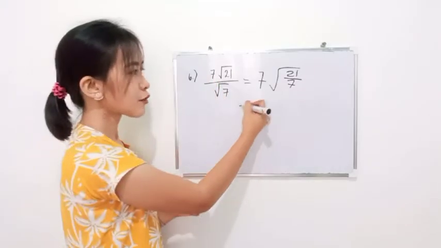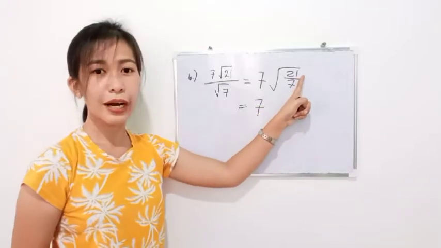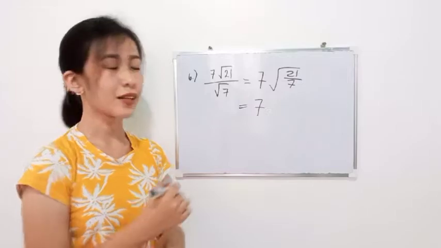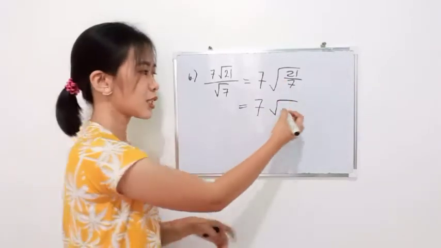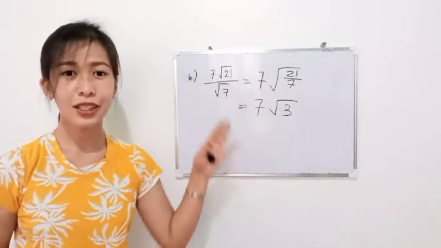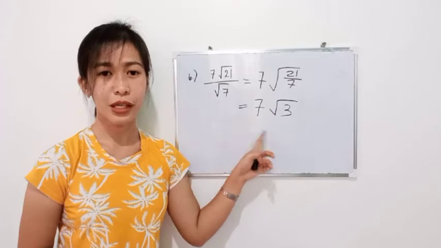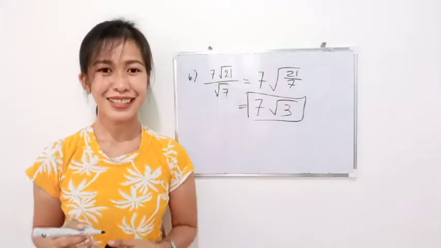Alright? Then, right after that, kopyahin lang ulit natin si 7. And then, since ito nga ay kayang makapag-divide, i-divide na lang natin sila directly. So, we have 21 divided by 7 is 3. And that is already the final answer. Hindi na naman kasi natin kaya pang i-simplify itong 7 and square root of 3. Tama?